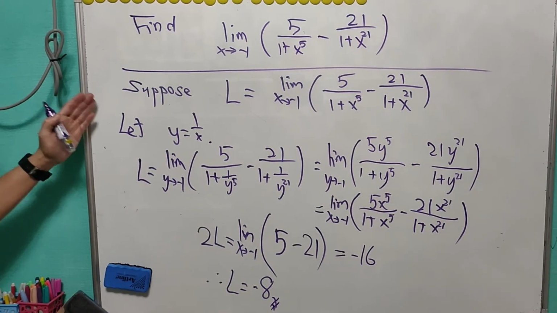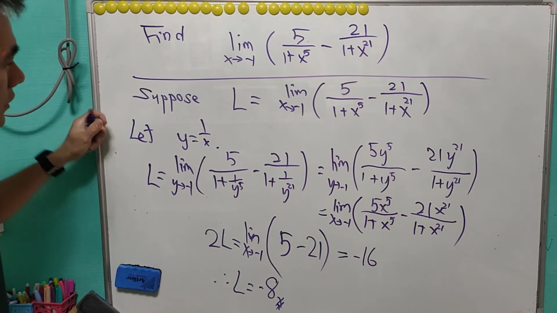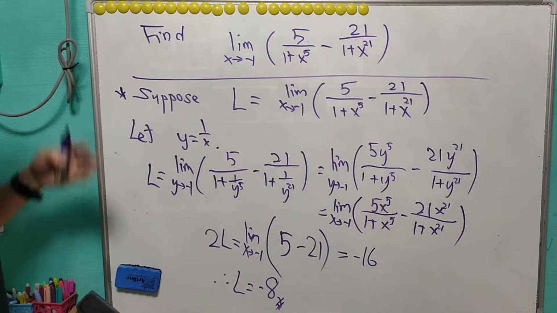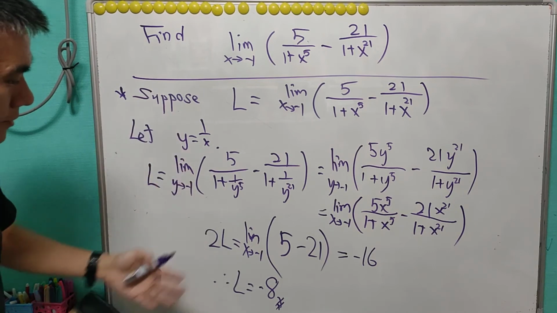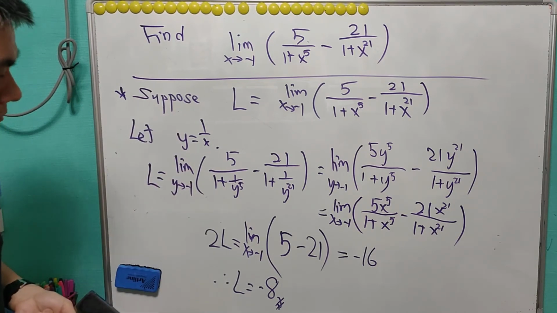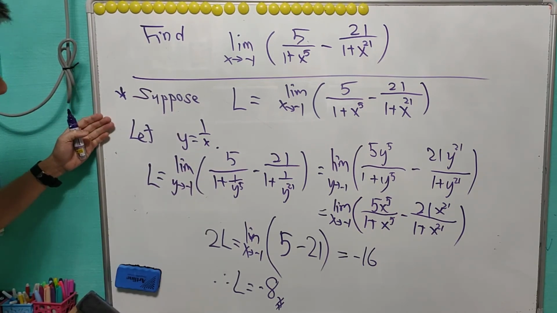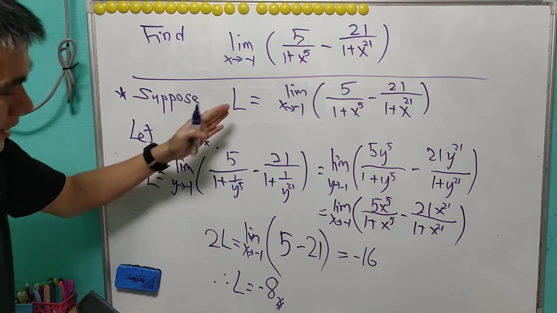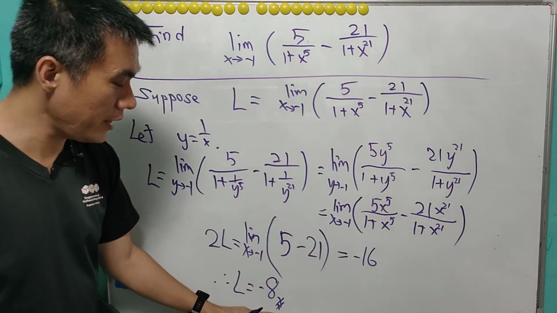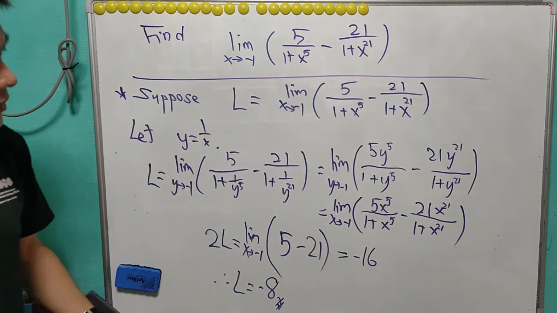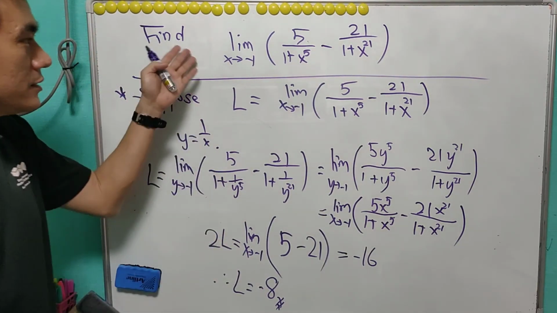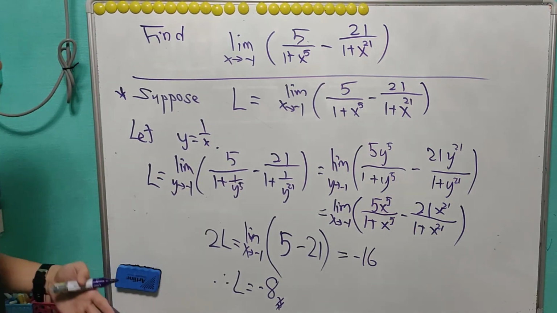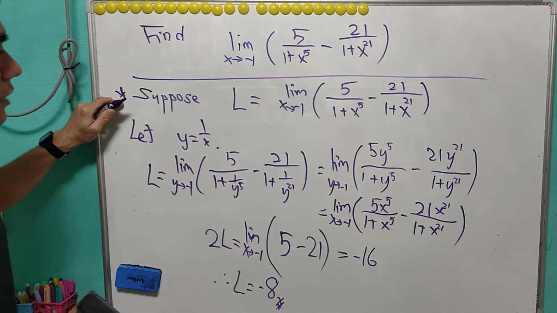However, for this method, we need this assumption. If, let's say, the limit does not exist, then this method may not be valid. So using this method, it says that if the limit exists, then it must equal -8. So there is still a possibility that this limit does not exist at all. So we need to be very careful when we're using an assumption like this.